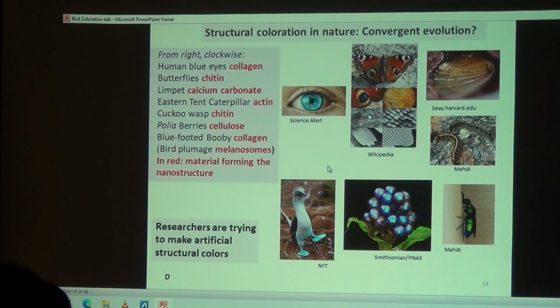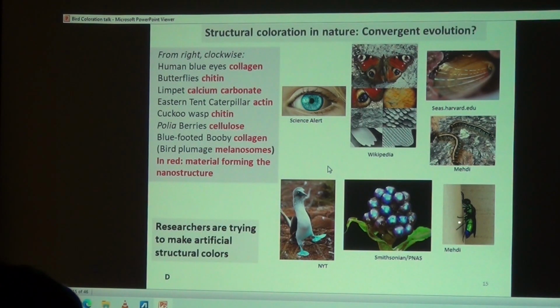Going this way, a butterfly uses chitin, which is a polysugar. This limpet, which is like I guess a snail, it actually uses calcium carbonate to make the nanostructure. That's nothing but chalk or lime. These eastern blue caterpillars are from tall pines. You'll be happy to hear. They have light blue and white coloration, and those nanostructures depend on actin.